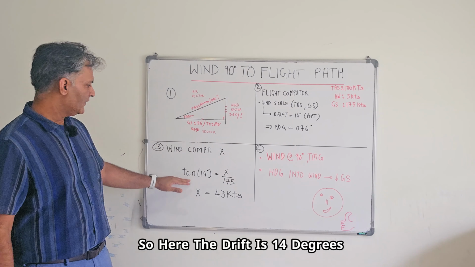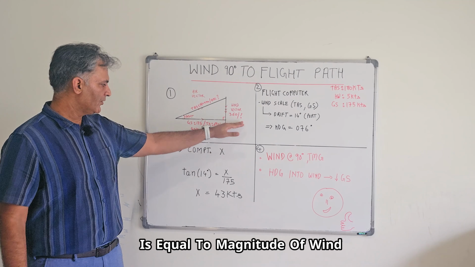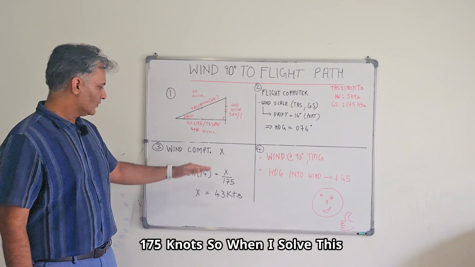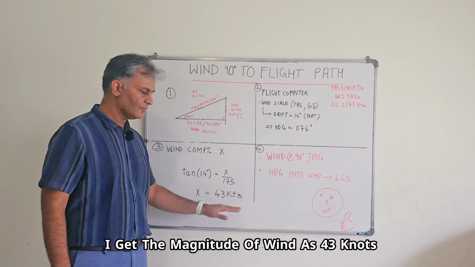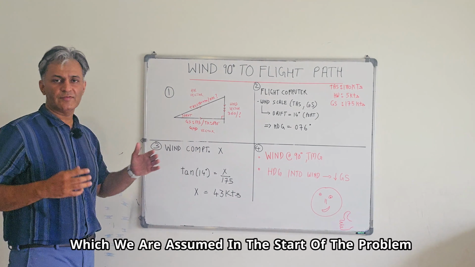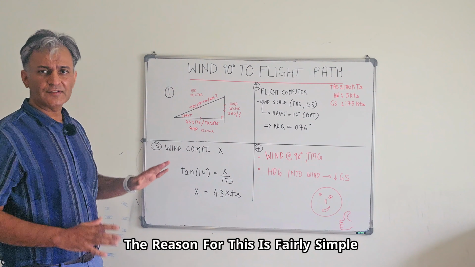So here the drift is 14 degrees. So I'm going to take tan of 14 degrees is equal to magnitude of wind, that is x, divided by ground speed, which is 175 knots. So when I solve this, I get the magnitude of wind as 43 knots. So for a crosswind of 43 knots, we get a headwind of 5 knots, which we had assumed in the start of the problem.